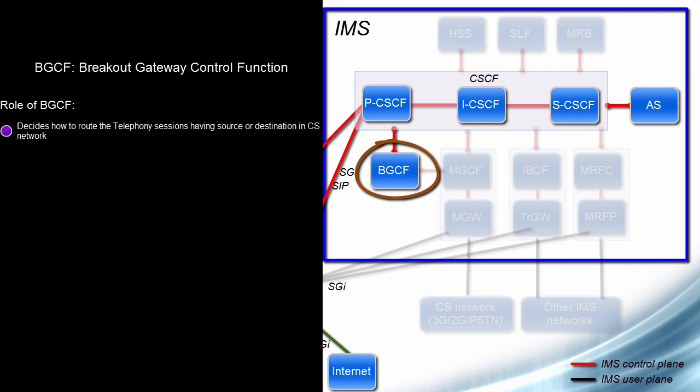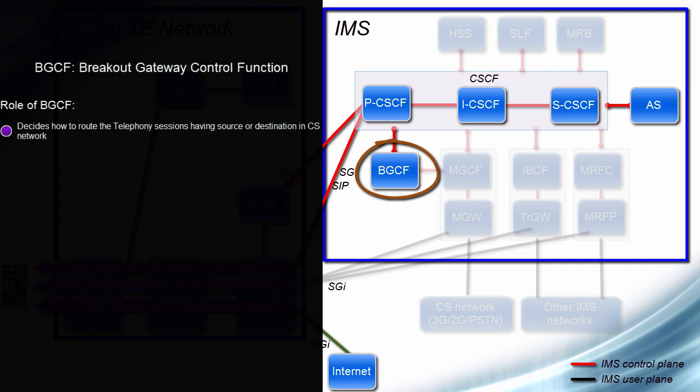If the BGCF determines that a breakout is to occur in the same network in which the BGCF is located, then the BGCF shall select an MGCF which will be responsible for the interworking with the CS network. If the breakout is in another network, the BGCF will forward this session signaling to another BGCF in the selected network.